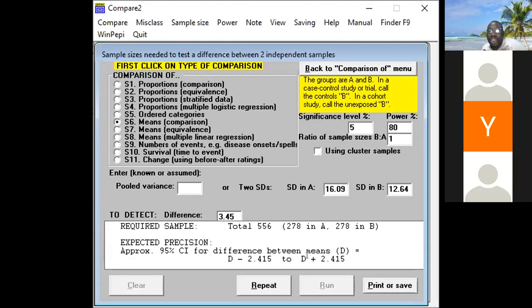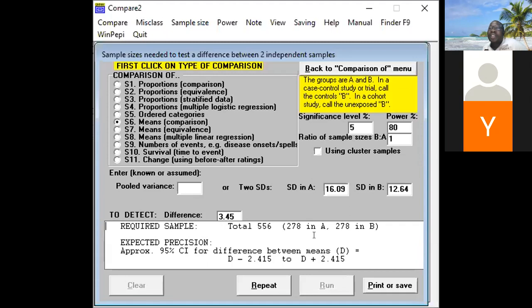What I'm seeing here is 278. When you want to manually calculate it, the denominator is actually the difference between the means. It's not the difference in the standard deviation. What answer did you get now? I got 275. It's the same.